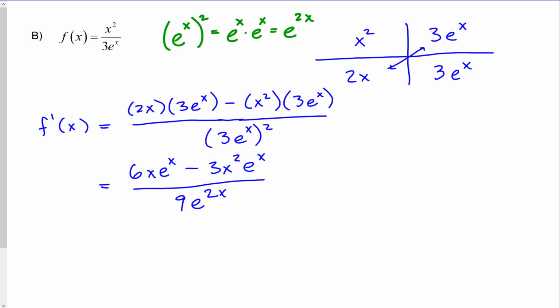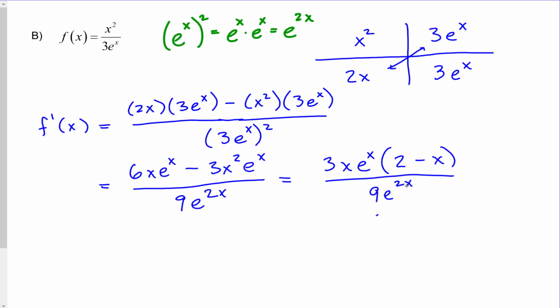Okay, let's go back to simplifying here. Now, when simplifying, the next thing I could do is pull out some common factors from the numerator. In the numerator, I have a common factor of 3, and also a factor of x, and e to the x, which would leave me, in the first term, only a factor of 2, and in the second term, an x. So 2 minus x is all that remains there, and that's divided by 9e to the 2x.